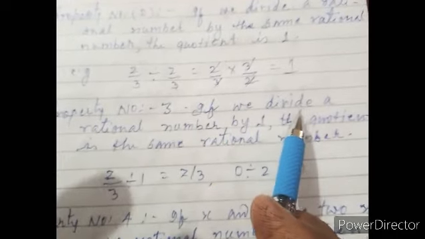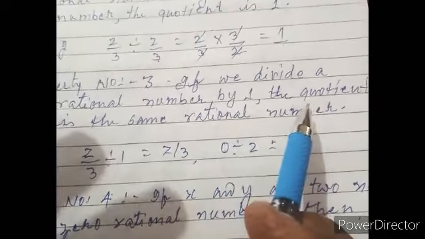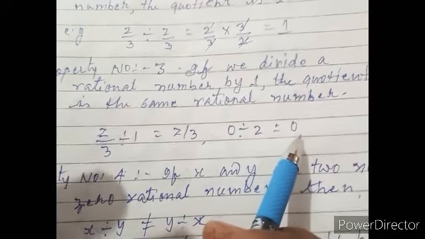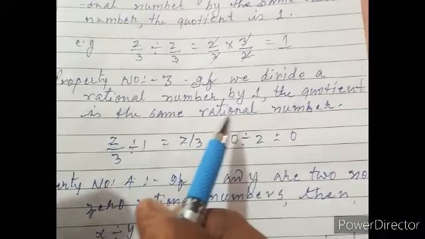So it's very simple. Now let us see property number 3. If we divide a rational number by 1, the quotient is the same rational number. Just like 2 by 3 divided by 1 is equal to 2 by 3. 0 divided by 2 is also equal to 0. So if we divide a rational number by 1, the quotient is the same rational number. Clear?